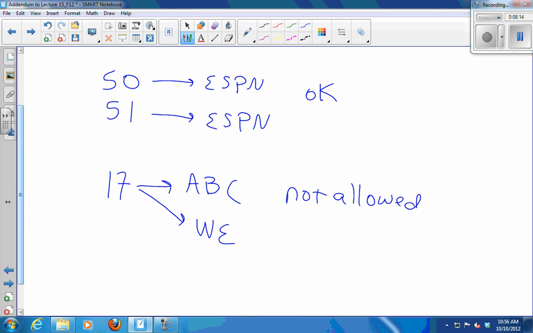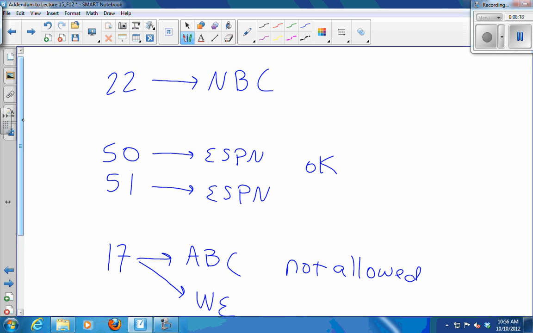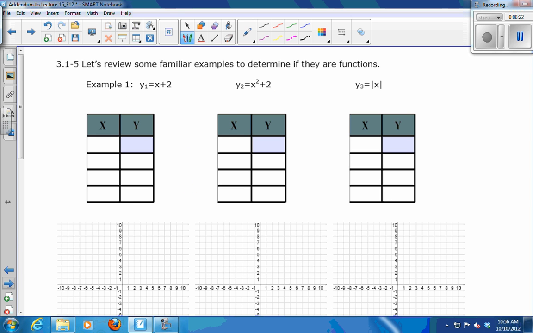So a function is a special kind of relationship between two variables where each input goes to exactly one output. So here are just some really familiar basic functions. Like I said, it's a relationship between two variables, so we can express that as an equation, or a table, or a graph.